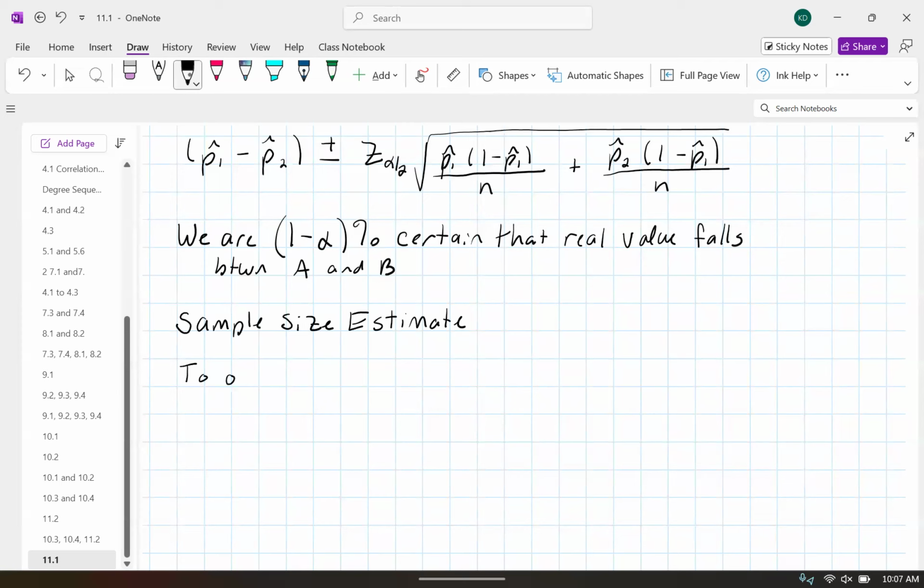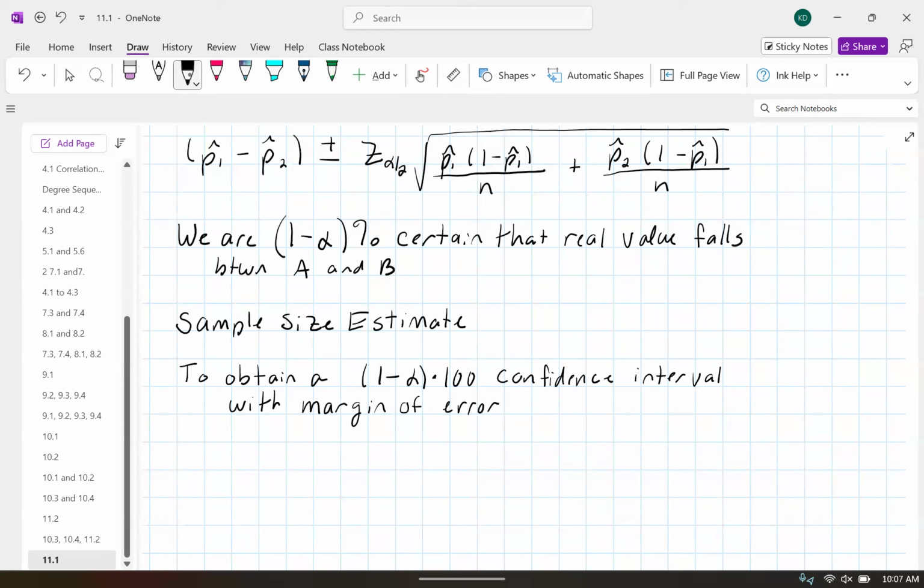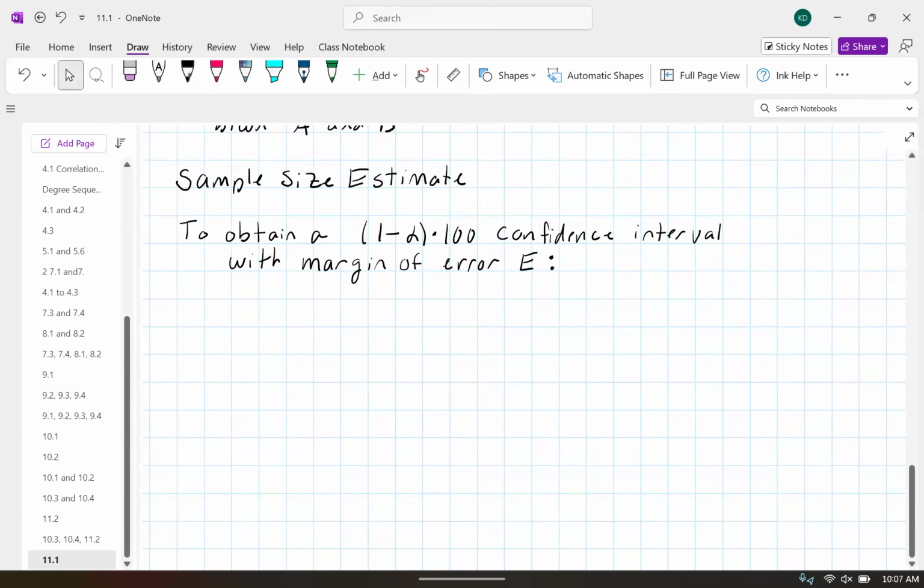So to obtain a (1 minus alpha) times 100 percent confidence interval with margin of error E. So we're saying, hey, we want it within 2 percentage points. So that's our margin of error. That would be 2 in that case, or 0.02.